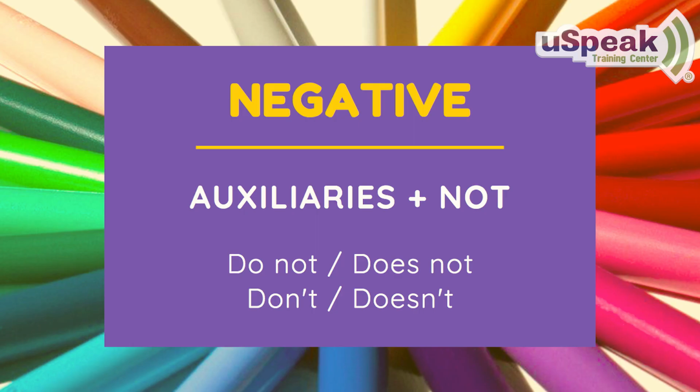If we want to make negative sentences, then we're going to use the auxiliaries that we talked about before with not, like do not and does not, which we can contract into don't and doesn't. That means that in a sentence with the pronouns I, you, we, you, they, in a negative sentence, it would be I don't play the piano. We don't study every day.